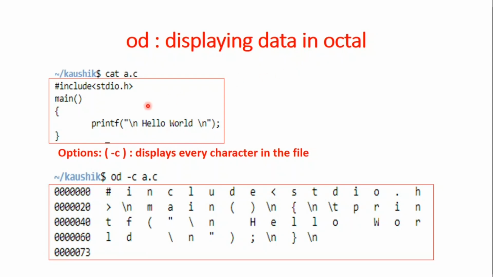Let us consider this particular example, a.c. a.c is a C programming file, and this is the content which is displayed by making use of the cat command. As can be clearly seen, the new line characters are not displayed. Even the tab characters are not displayed. All these characters can be made visible by making use of the option -c. So it displays every character in the file. The od command with the option -c will display every character in the file. As you can see, even \n and \t are displayed, and these numbers are nothing but the byte offsets of the file.